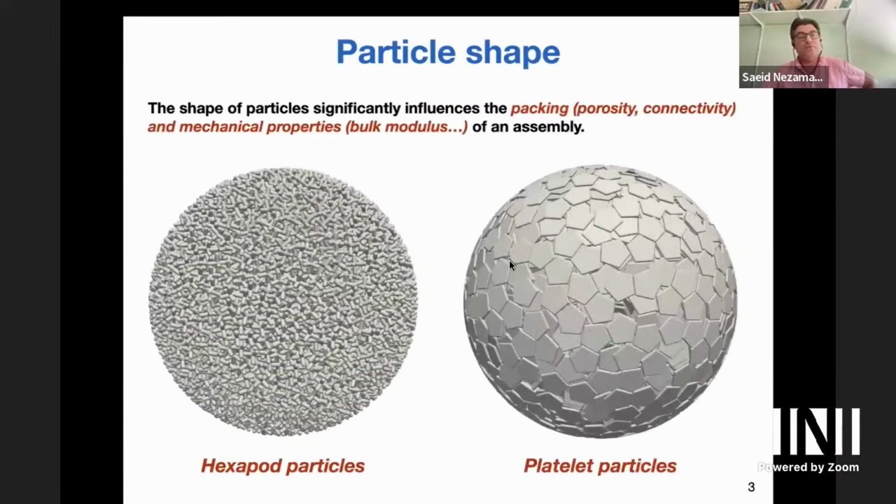In this study, we focus on the effect of particle shapes on the aggregate strengths. Particle shape affects the packing and mechanical properties. We studied different particle shapes such as hexapod particles or platelet particles. However, in this talk, I will focus on hexapod particles, which can represent the dendritic structures of, for example, UO2 powder that you have seen before.